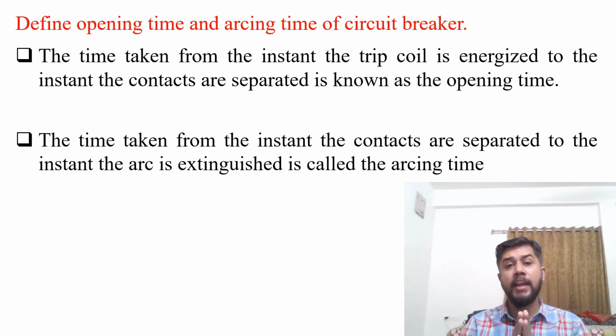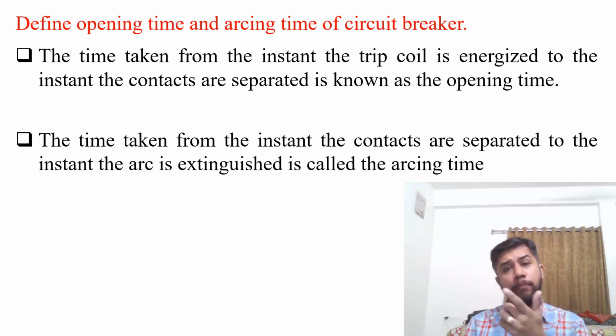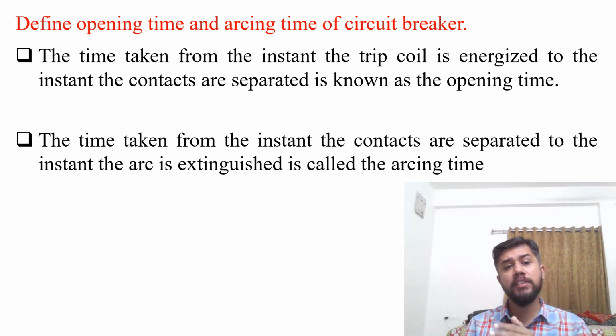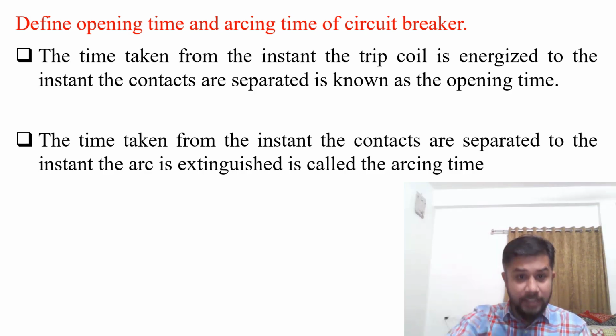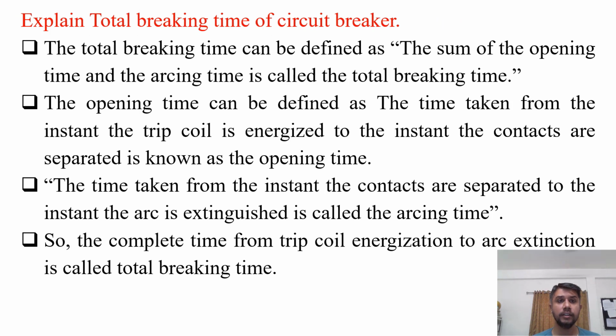Define opening time and arcing time of a circuit breaker. The time taken from the instant the trip coil of a circuit breaker is energized to the instant the contacts are separated is known as the opening time. Whereas the time taken from the instant the contacts are separated to the instant the arc is extinguished is called the arcing time.